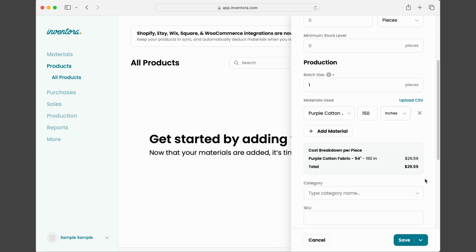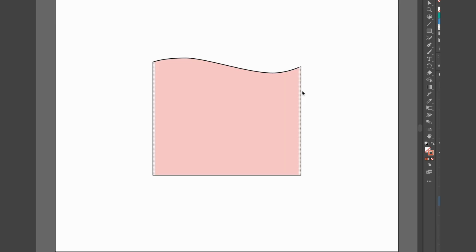Now, if you go down here to the fabric cost, all of a sudden it is way more expensive than your half a yard. So what's the problem? The problem is it's not considering square inches. Let's go over here to show you what I mean.